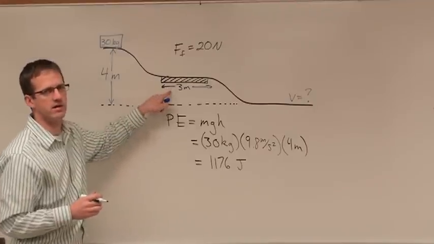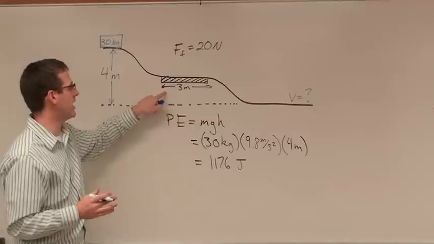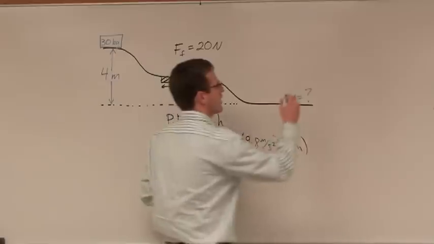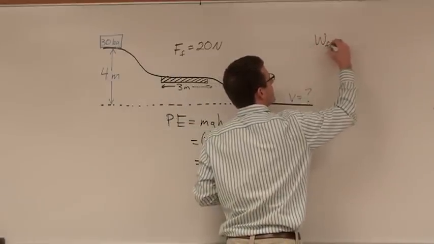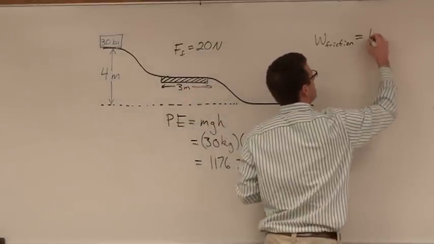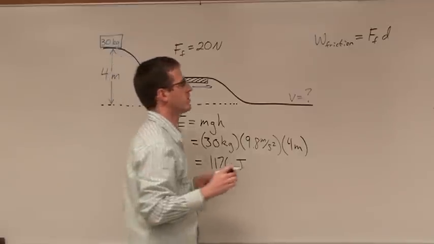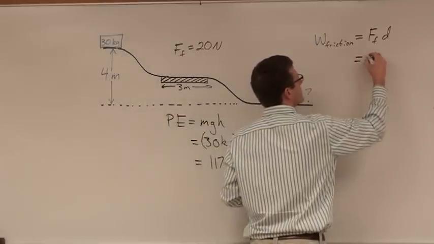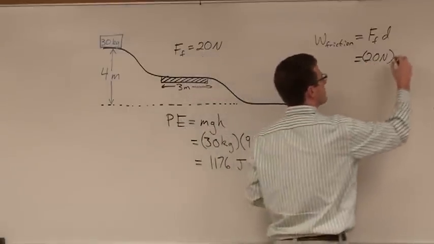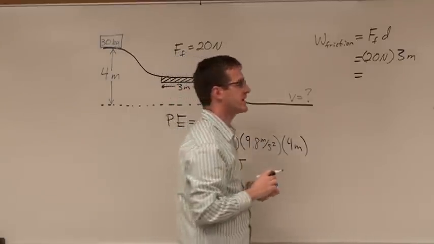Well, right in the middle here, friction does work on this box. How much work does it do? Well, I can figure that out using the force and the displacement. So if I do that over here, I'd say the work of friction is the force of friction times displacement. So in this case, that's 20 newtons times the 3 meters, for a total of 60 joules.